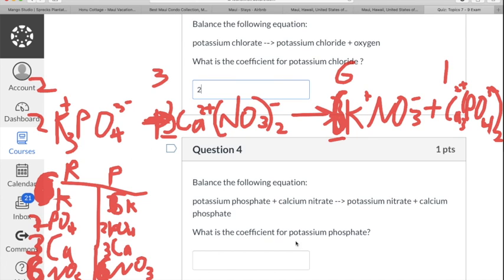So the question is, what's the coefficient for potassium phosphate? Here's potassium phosphate, and it looks like it is 2. 2 potassium phosphates. I'm going to write that down again, just in case I see this one again later in the quiz. I don't know if I will or not. Again, I put so many darn things on this, I don't remember what I'm going to see and what I'm not going to see.